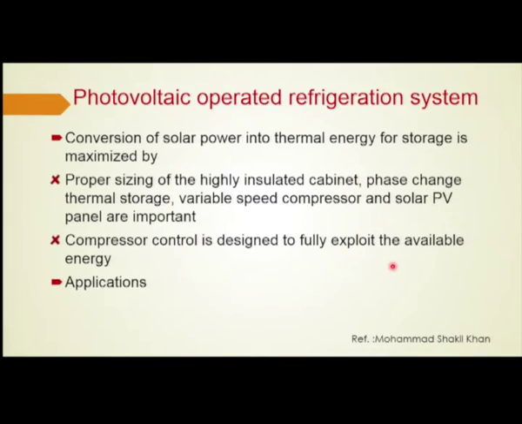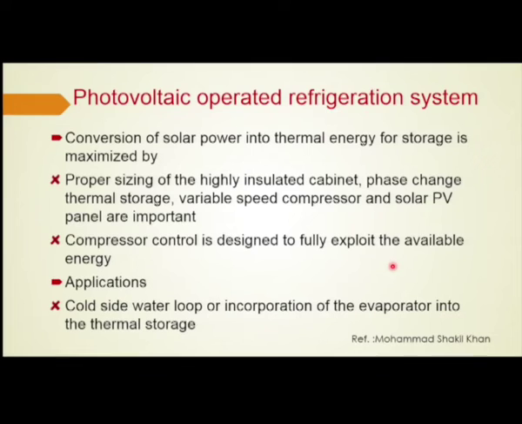Applications of the PV operated refrigeration system are: it can be used to cool a cold side water loop, or by incorporation of the evaporator into the thermal storage. These are the PV operated refrigeration system operating principle and the applications.